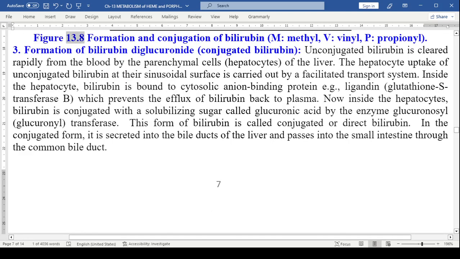Figure 13.8 Formation and conjugation of bilirubin. M, methyl; V, vinyl; P, propionyl. 3. Formation of bilirubin diglucuronide, conjugated bilirubin.